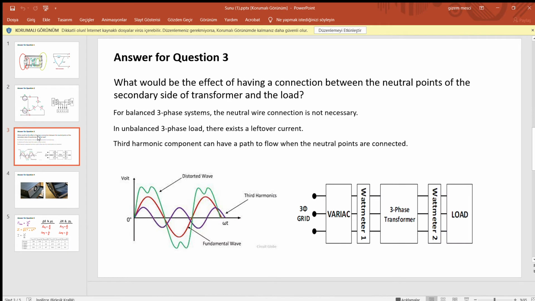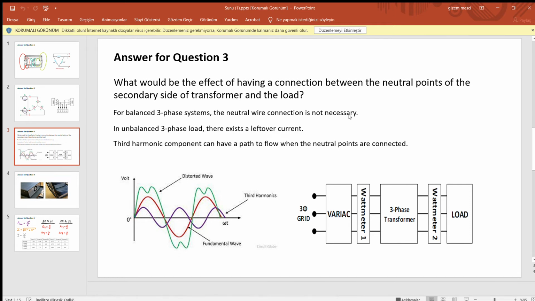Let's continue with the third question. In our experiment, the Y-connected secondary side of our transformer was connected with the Y-connected load via wattmeter. The neutral connections of the load and the secondary side of the transformer were separate from each other. The question is, what would be the effect of having a connection between the neutral points of the secondary side of the transformer and the load?